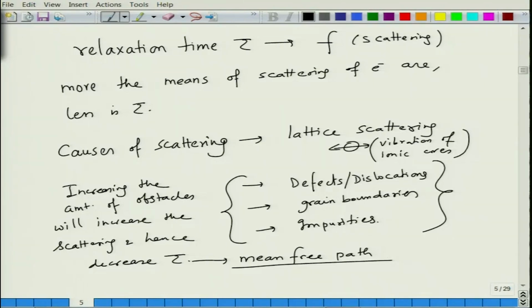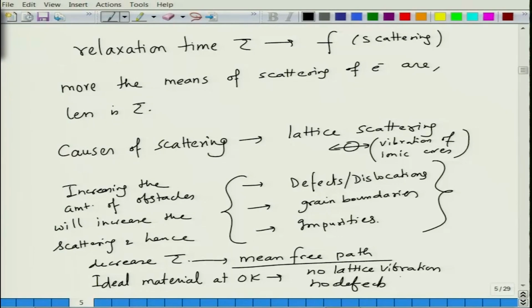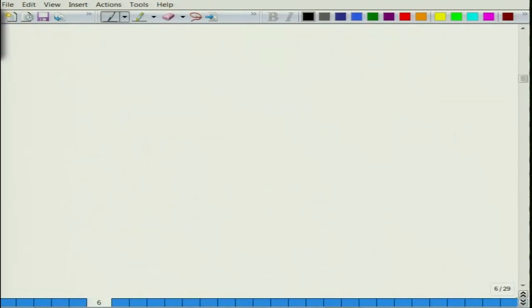So of course, for an ideal crystal, for an ideal material at 0K, there are no lattice vibrations, no defects. So which means the L should be equal to infinite or tau should be equal to infinite. So basically conductivity should also be infinite for ideal material, but that is not the case because materials realistically have some defects always present, and they also have impurities. As a result, you will always have some finite conductivity.